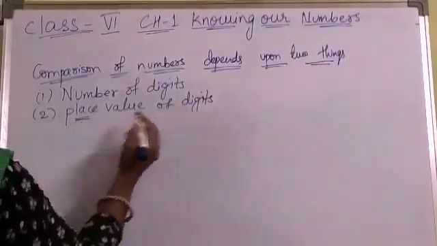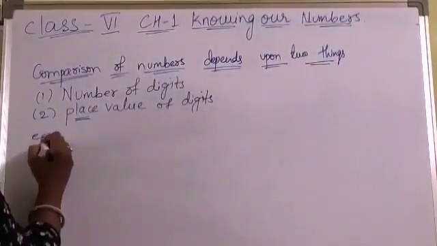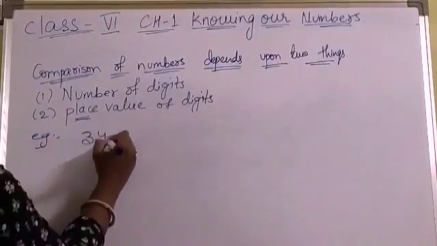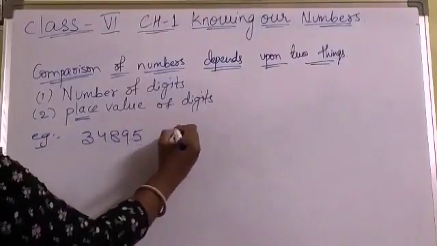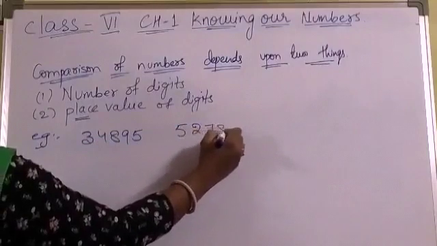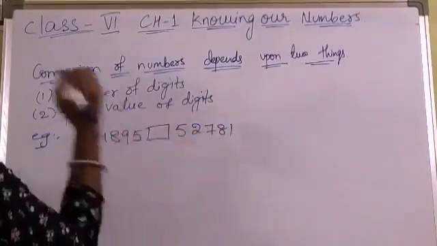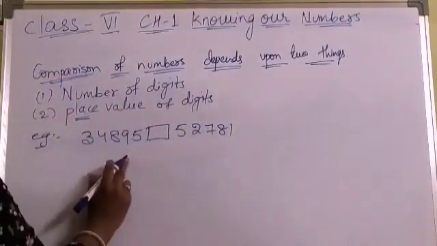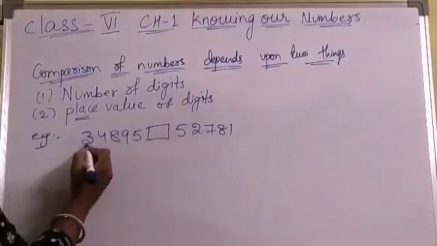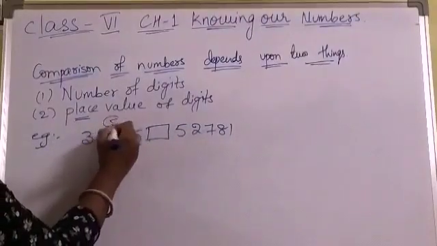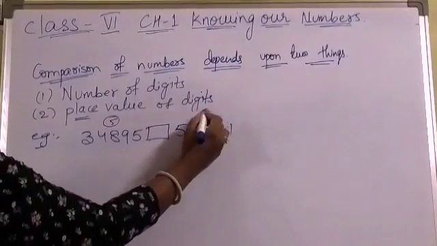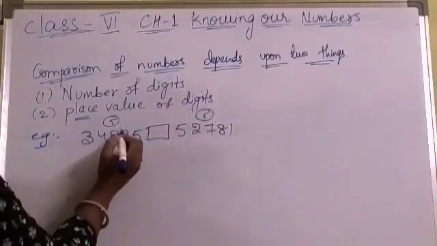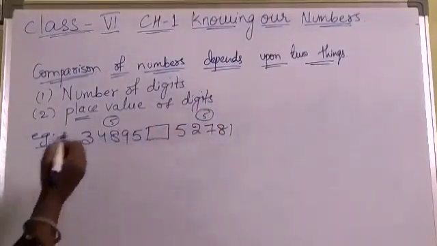Now coming to the second one, place value of digits. Here I will take one example. Suppose 34895 and 52781. In this we have to compare. Now, these two numbers have the same number of digits. See, 1, 2, 3, 4, 5. Here 5 digits. 1, 2, 3, 4, 5. Here also 5 digits.